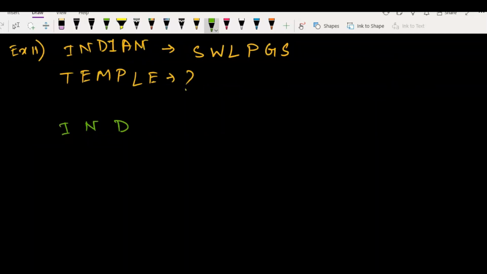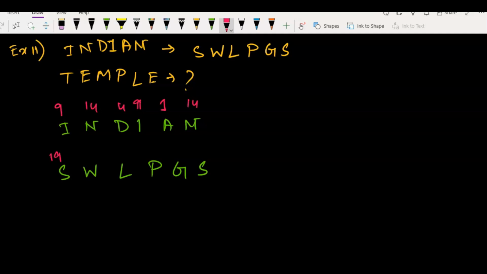Here Indian, that goes to S, W, L, P, G, S. So here like the numbers. So 4, this is I is 9, A is 1 and N is 14. So here S is 19, W is 23, L is 12, P is 16, G is 7 and S is 19. So we get from 9 to 19, this is plus 10.